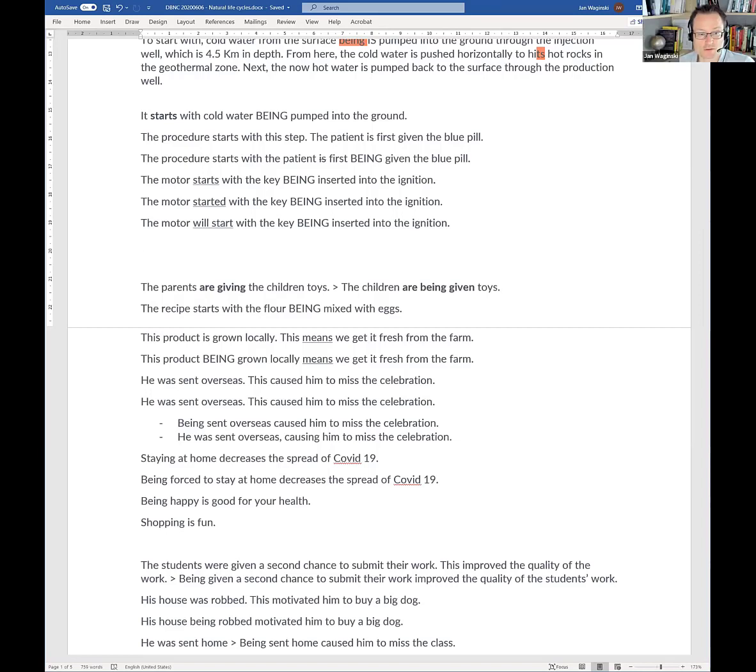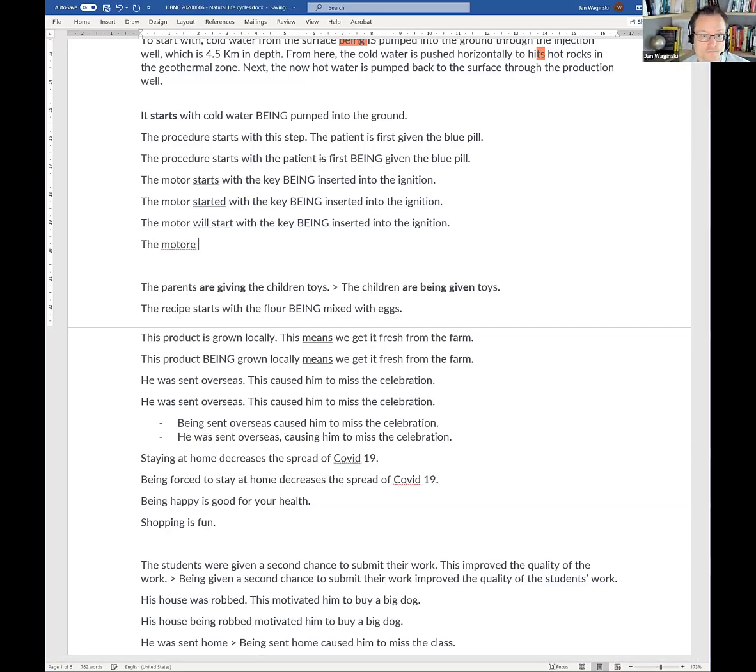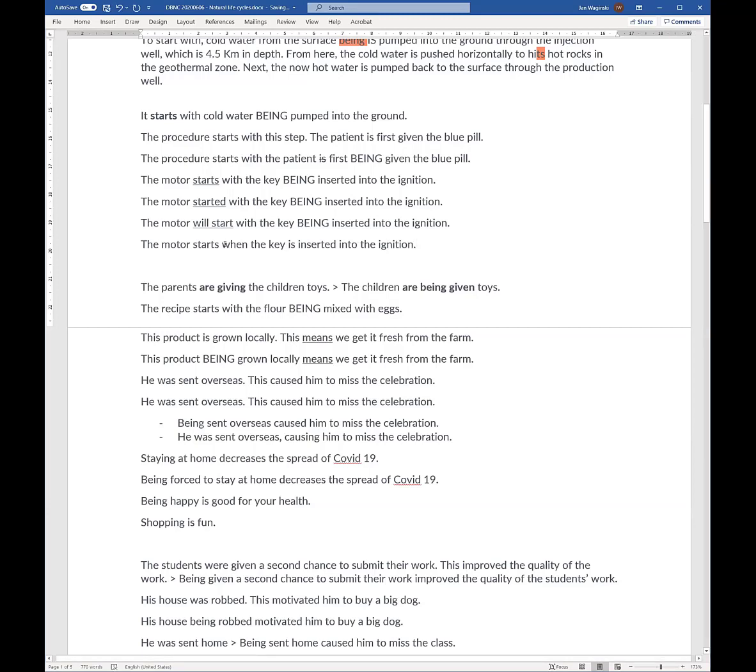Good question. Can you write the sentence so we can see? What do you want to put "is" instead of "being"? The first step is the key is inserted into the ignition. The motor starts after, or the motor starts when the key is inserted, yes. When you put "when." After could work here too.